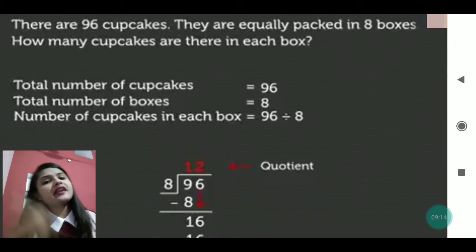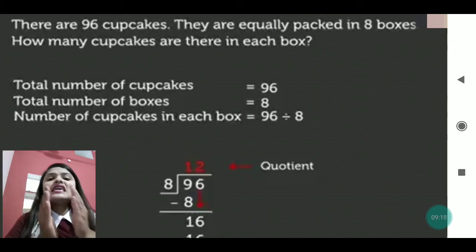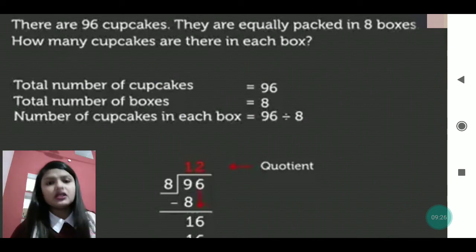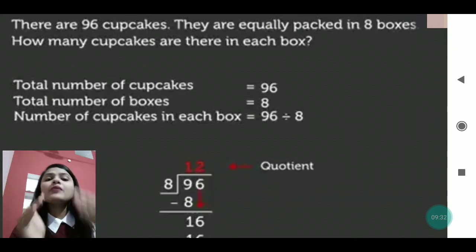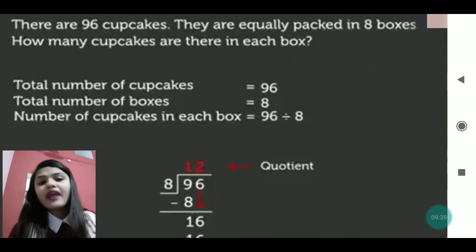It is not like that in one box there is 10 and in another it is 5 or in another it is 7. No, equal number of cupcakes. How many cupcakes are packed in each box? Here boxes are given. You don't have to find out the boxes. Here you have to find out how many cupcakes will go in one box, as the number of boxes is only 8. So what will you write in the statement?